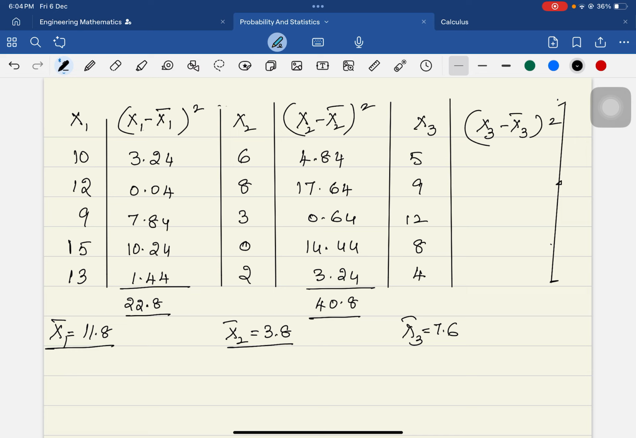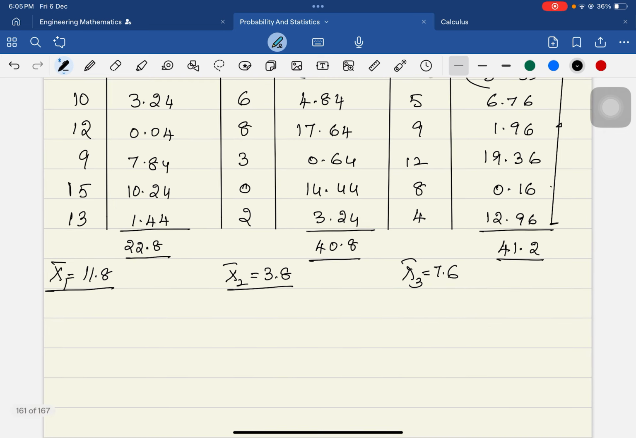Now 5 minus 7.6, the whole square, is given by 6.76. And then 9 minus 7.6 is 1.4, the square is 1.96. 12 minus 7.6, the whole square, is 19.36. 8 minus 7.6 is 0.16. 4 minus 7.6, the whole square is 12.96. So the sum of all these now gives you 41.2.